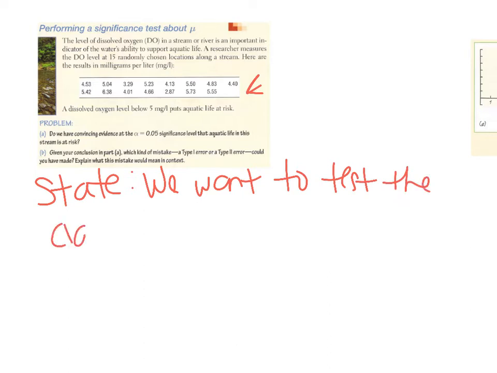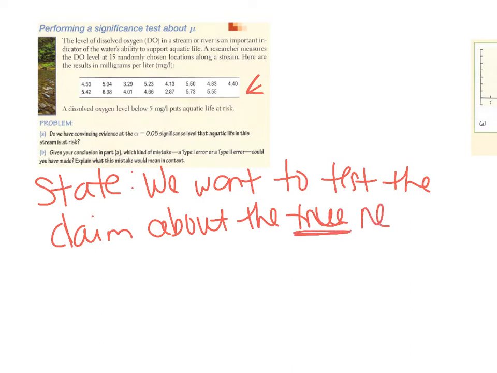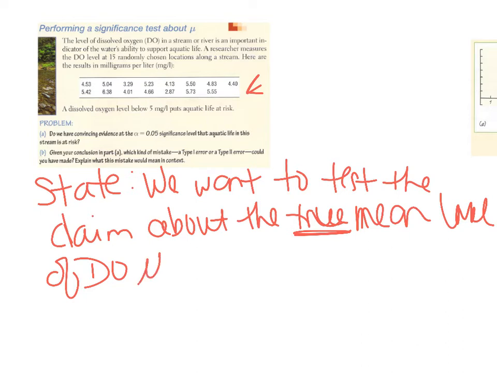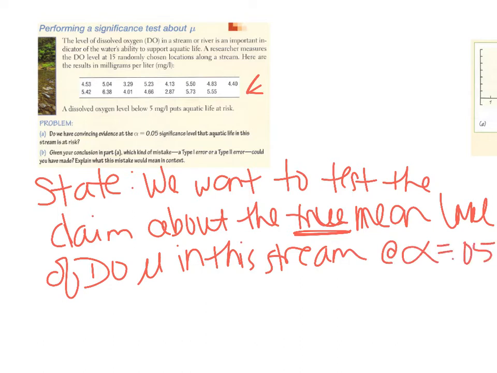So we want to test the claim about the true mean. Remember that word true. We've got to have that word true in there. About the true mean level, and here's my context, of dissolved oxygen, which is represented by mu, in this stream. So I can only do this for this stream, not for anywhere else. Okay, and I have an alpha at 0.05.